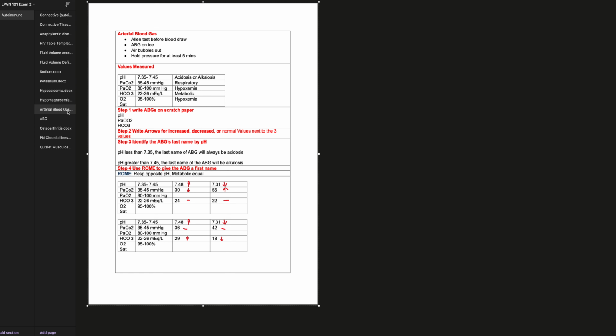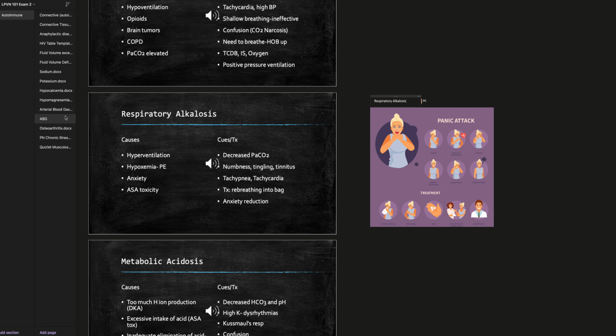Okay, when it comes to ABGs, I think we had a really good lecture in class. I would encourage you to go look at your notes from that and remember to identify, name the last name first by the pH and then determine the first name by using ROME to the pH. Okay, so if you're not familiar with that, then just listen to the lecture on ABGs. And that should help you. And then bring any questions you have to tutoring.